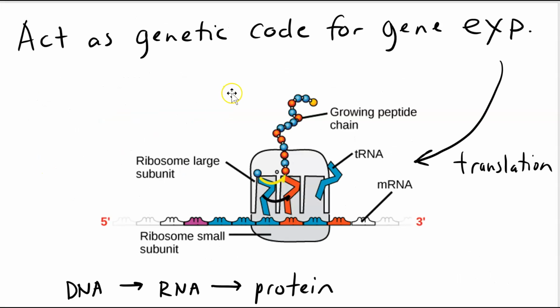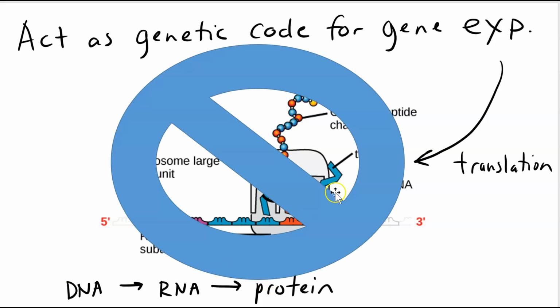So what does DNA do? What does RNA do? Well, they both participate in a process called gene expression. So in this case, DNA acts as a genetic code for constructing RNA. RNA acts as a code for constructing proteins. Now, we're not going to go into the details of gene expression just yet.